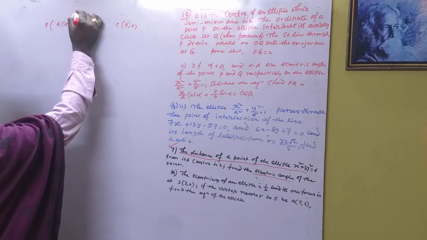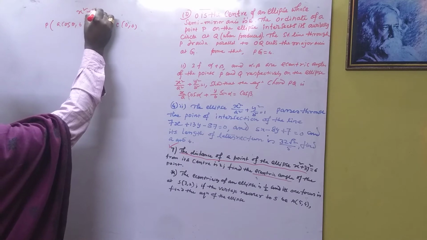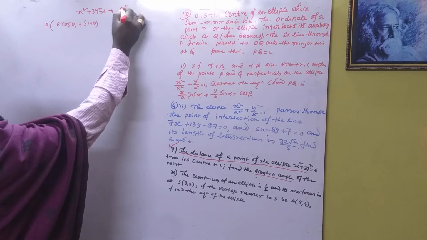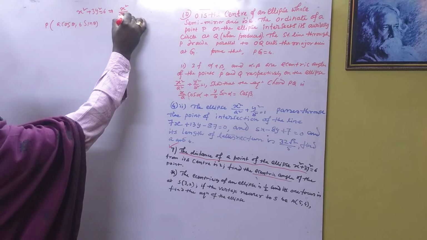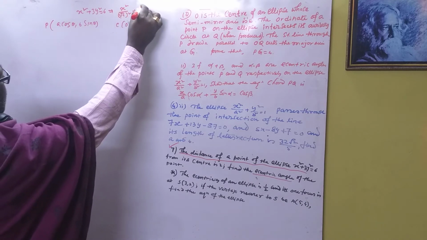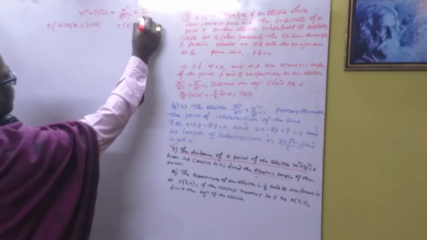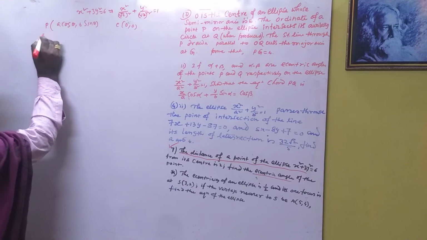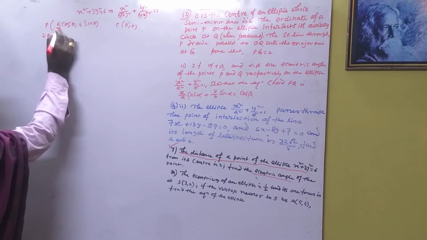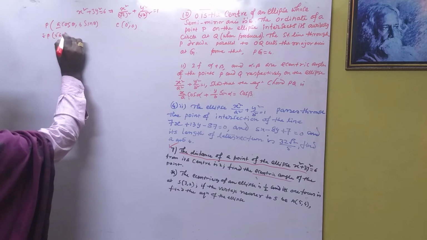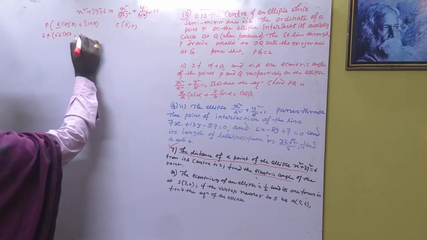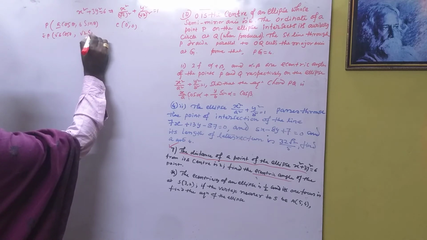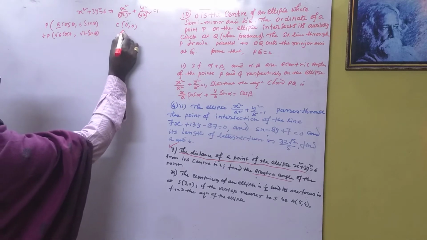For the curve x square plus 3y square is equal to 6, dividing by 6, we get x square by root 6 whole square, plus y square by root 2 whole square, is equal to 1. Therefore the coordinate of P is a, that means root 6 cos theta, b means root 2 sin theta, and C here is 0, 0.